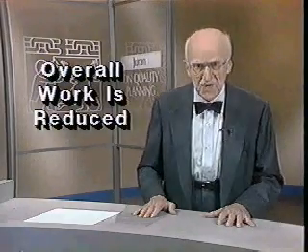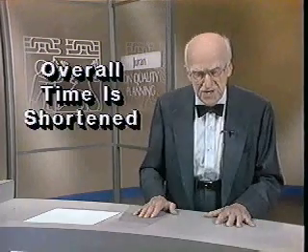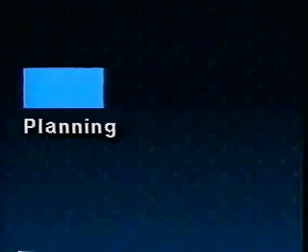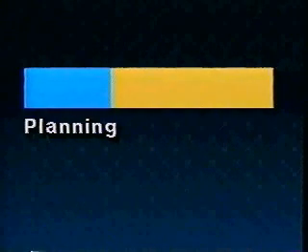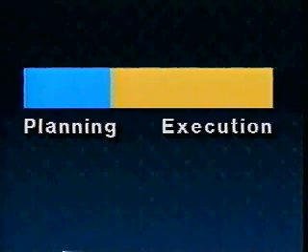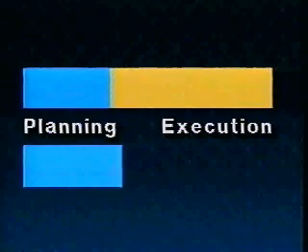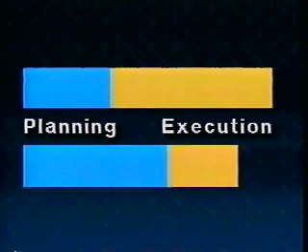If structured participative planning is so much work and takes so long, why do companies adopt it? They do so because the overall work is reduced and the overall time is shortened. Here again, it is convenient to use a model. Under the traditional unstructured approach, the planning time is comparatively short. However, the overall time is long due to the crises and problems which emerge during execution. Under the modern approach, the planning time is longer. However, the overall time is shorter because the execution is relatively more free from crises and problems.